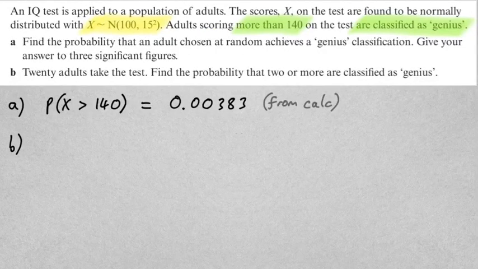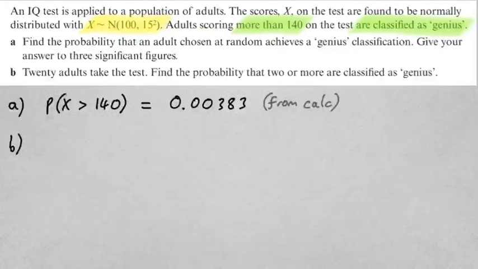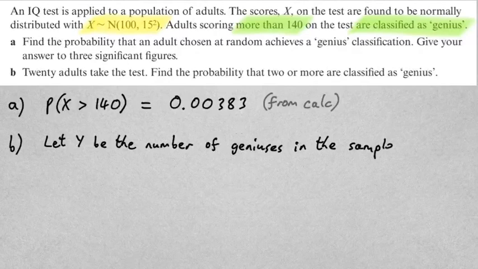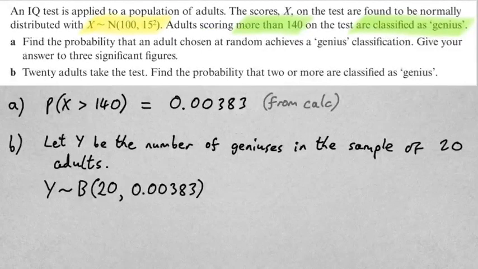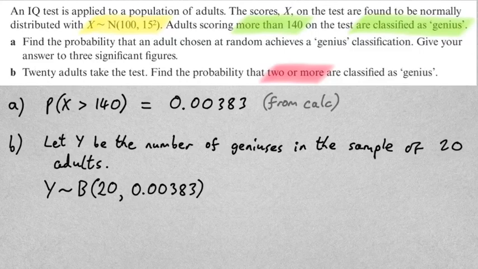There are 20 trials, and we have a probability of success, which is, in this case, being a genius, which is 0.00383. So let's define a new variable. We can't use x, so let's use y, and that's going to be the number of geniuses in our sample of 20. And y is, of course, binomially distributed. The number of trials is 20, and the probability of success in a single trial is the answer from part A. And the question says the probability that 2 or more are classified as genius. That's 2 or more successes, in other words, y greater than or equal to 2.